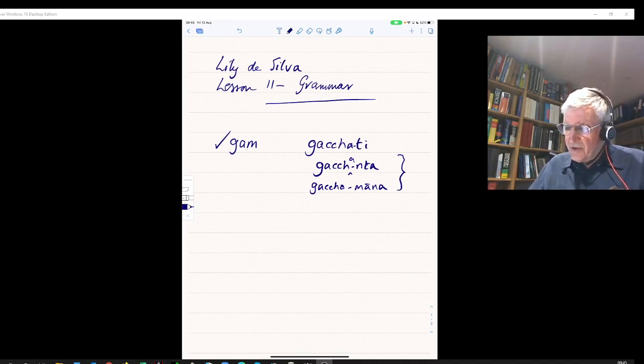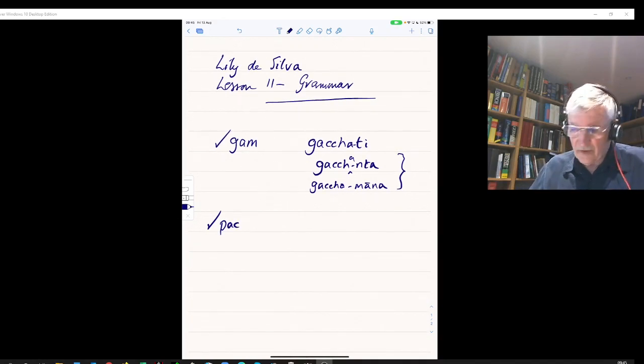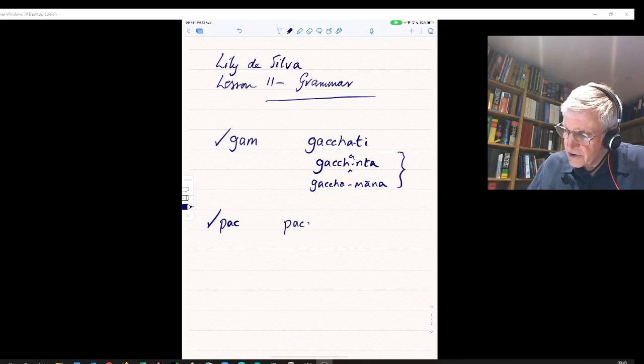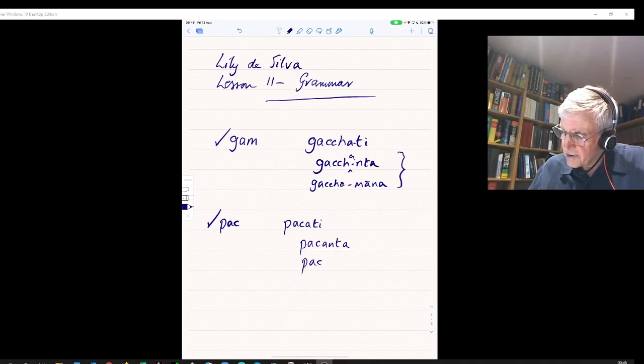So examples are given here from the root pac, a regular verb, pac, to cook. As I said, cognate with our English word bake, actually with the Russian pech, meaning a stove. So pacati, he cooks. And that can make a present participle in pacanta or pacamana.